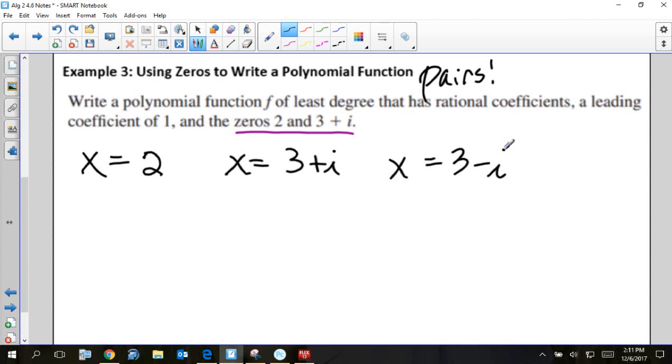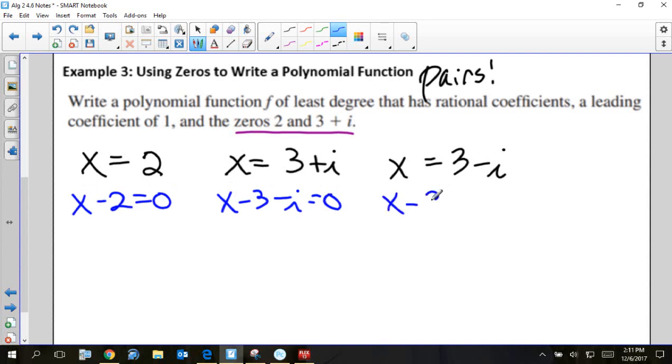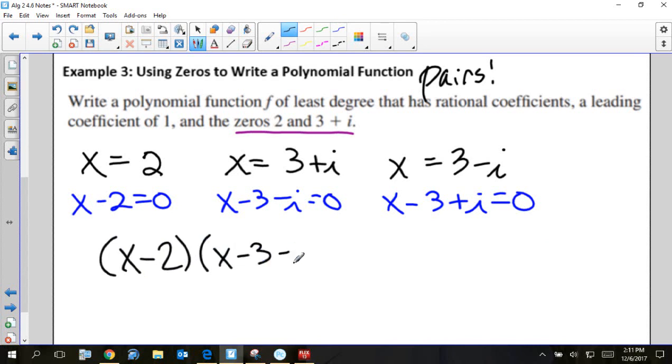So that's our first step. Do you remember what our next step is? We're going to make each of those equal 0. So I'll move the factors over. x minus 2 equals 0. x minus 3 minus i equals 0. And x minus 3 plus i equals 0. So I moved it over. Now, once we have them all equal to 0, we can write them as factors of a polynomial that equals 0.